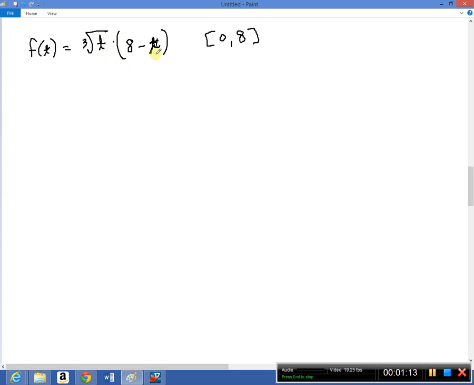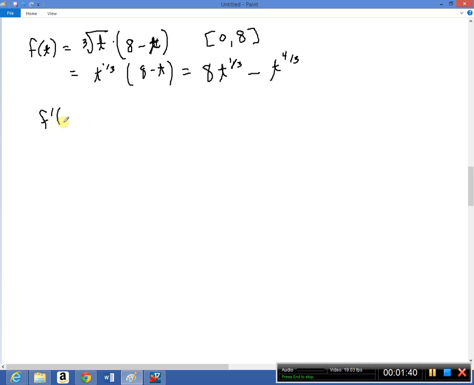I'm tempted to multiply this out because another way to think of this is as t to the 1/3 power times 8 minus t. And if I multiply that out, it'll be 8t to the 1/3 minus, now t to the 1/3 times t to the 1 will be t to the 4/3. And it's a little easier to calculate the derivative of this thing.